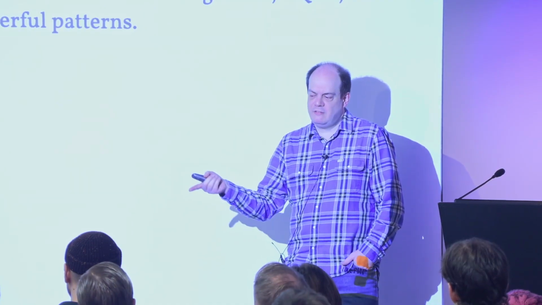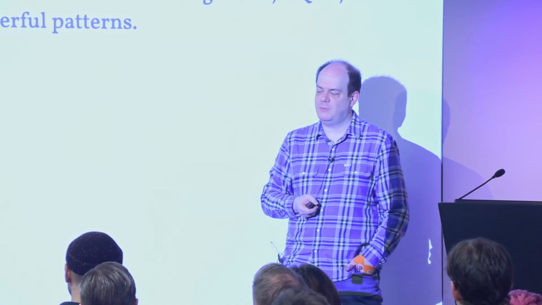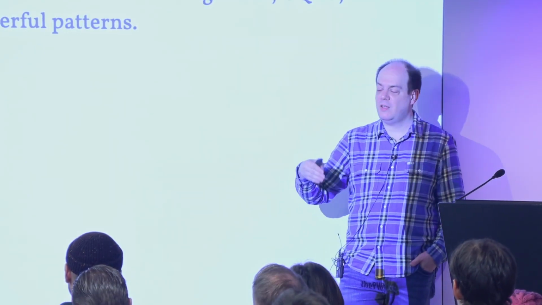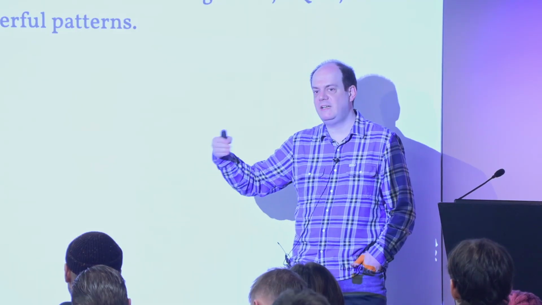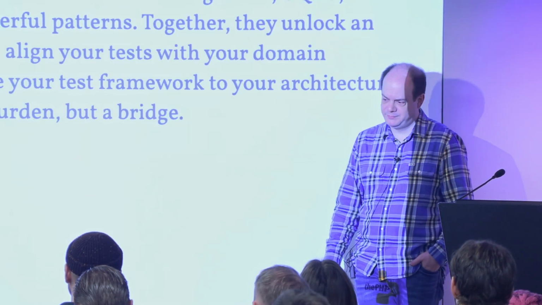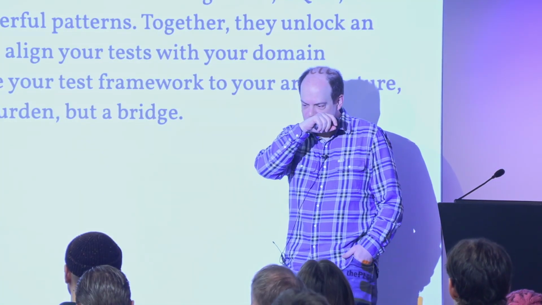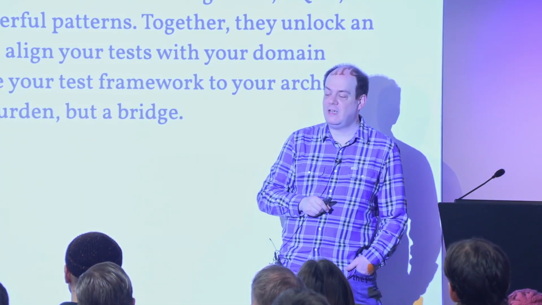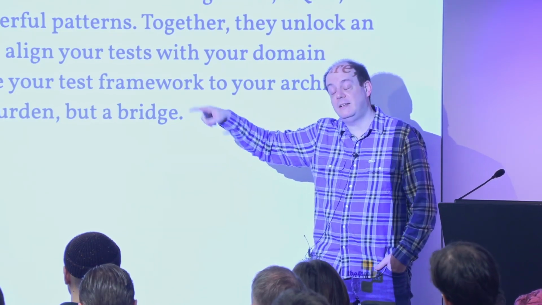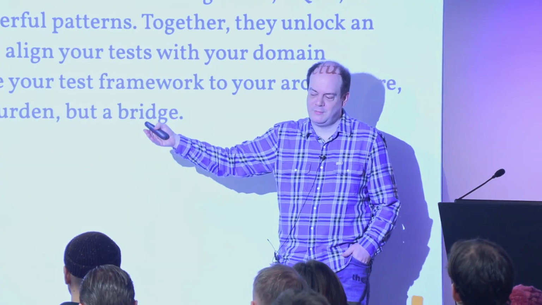A collaborative modeling technique like event storming really helps in creating a shared understanding between all stakeholders in the project so that everyone has the same understanding what it is that the software is supposed to be doing. Domain-driven design, command query responsibility segregation, event sourcing, and other patterns are very powerful and can really help with writing maintainable software. And together they unlock an elegant truth when you align your tests with your domain language, at least that's what I tried to bring across with my examples.